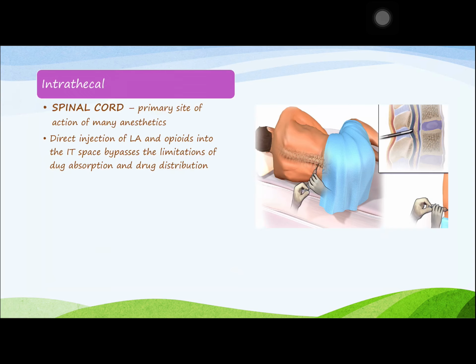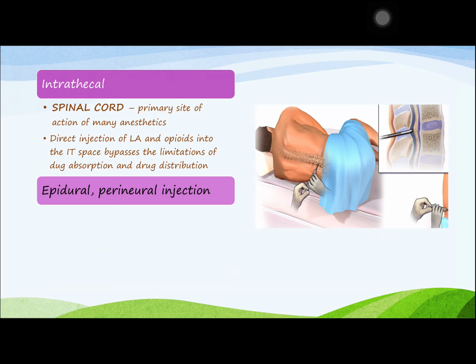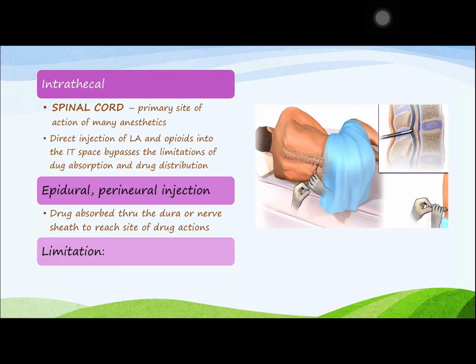The intrathecal route is made possible through injection of drugs into the spinal cord or epidural space, which later can be absorbed into the subarachnoid space. The spinal cord is the primary site of action of anesthetics. Direct injection of local anesthetics and opioids into the intrathecal space bypasses the limitations of drug absorption and drug distribution. This is a clinician's skill, which is also a limitation to its utilization.